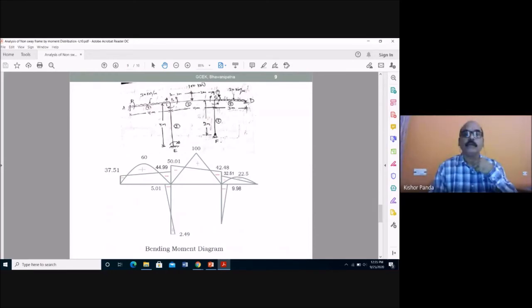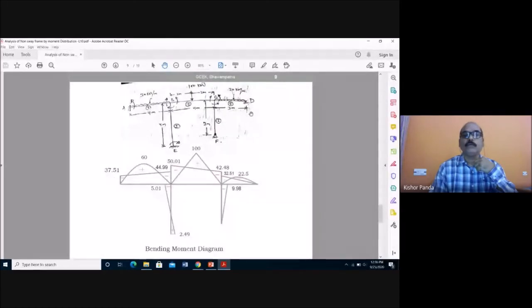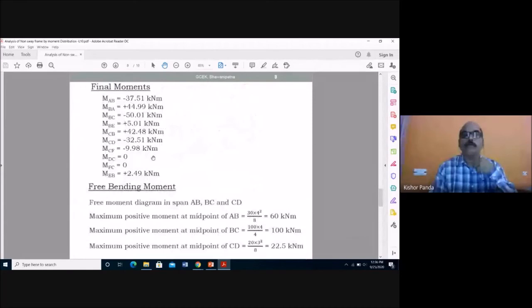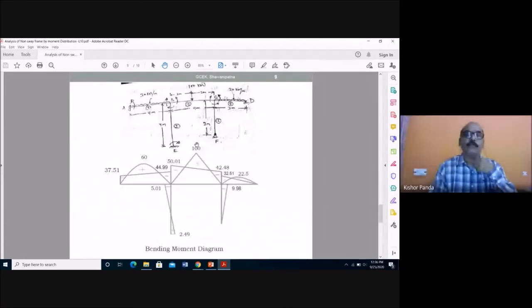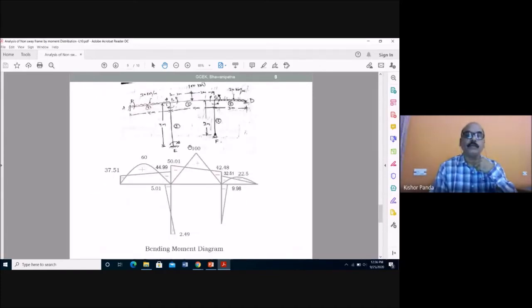Here you see this is anti-clockwise, this is anti-clockwise, and this is clockwise, so this summation is equal to 0. Here also this is clockwise and this is anti-clockwise. The summation should be 0. Then MDC is 0, because this is simply separated, there is no moment. Then MFC is also 0. Then MAB is plus 2.49, plus means this is clockwise.